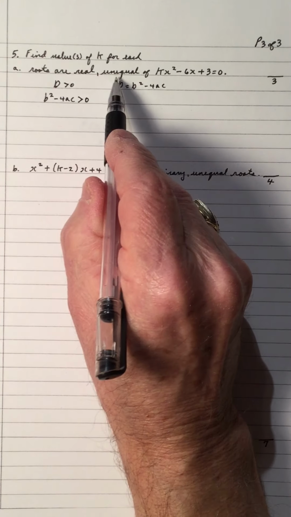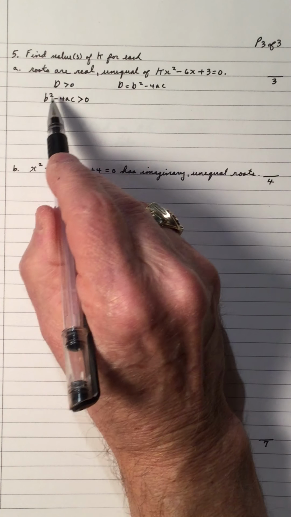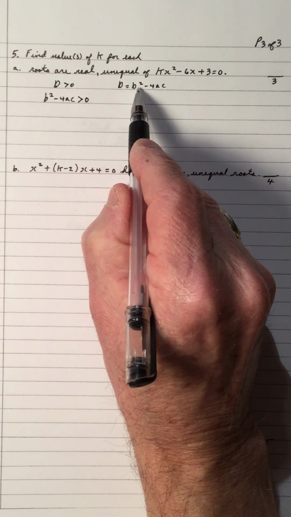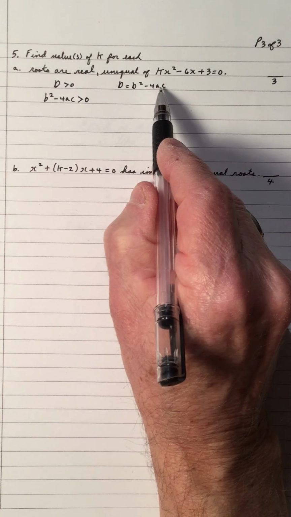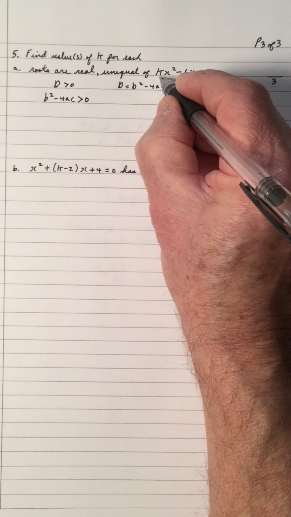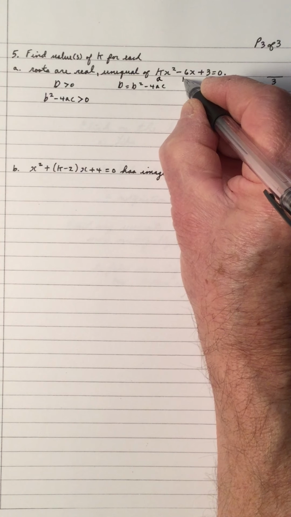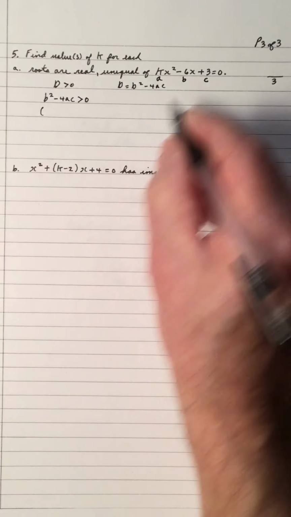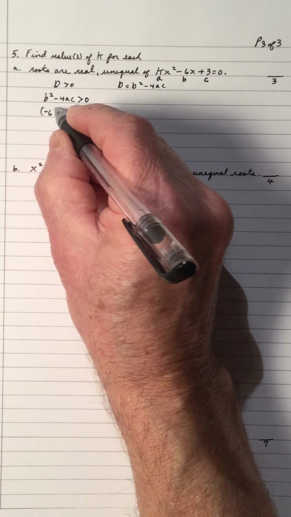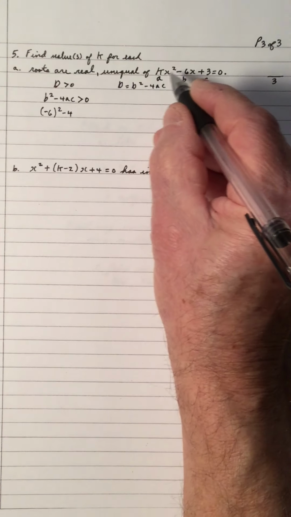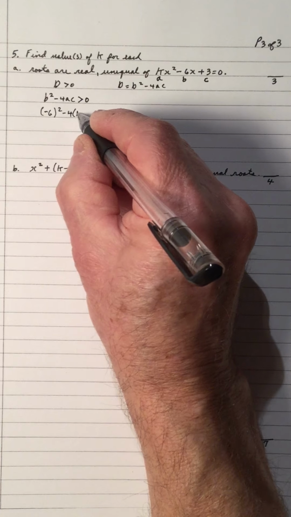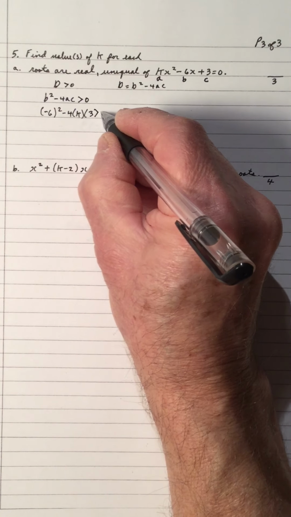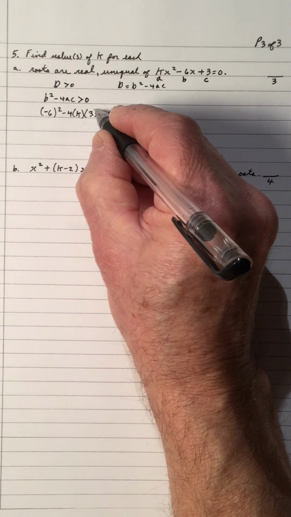So real and unequal roots, discriminant is greater than 0. Okay, b² − 4ac is greater than 0 because we replace D with b² − 4ac. So in this question, we have a is k, b is negative 6, and c is 3. So we take b to be negative 6, sub it in. We take a to be k, we sub it in. And we take c to be 3, so we sub it in.